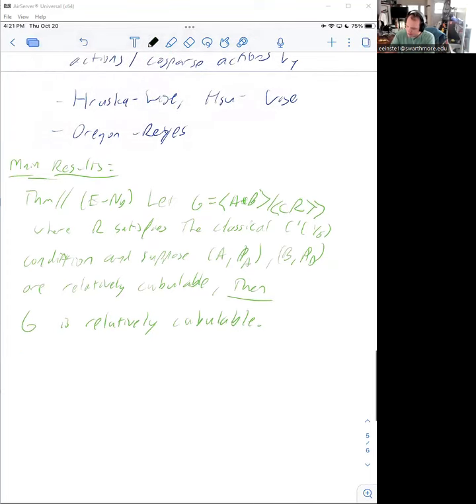I should mention that this builds on a result of Alexandre Martin and Marcus Steenbock, who did a similar thing, except in the situation where you have two groups acting properly and co-compactly on CAT(0) cube complexes. I think they're hyperbolic groups, and then you take a free product and a relation, and they have the C'(1,6) condition on the relators.